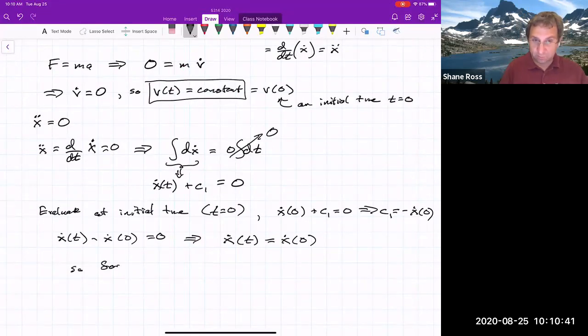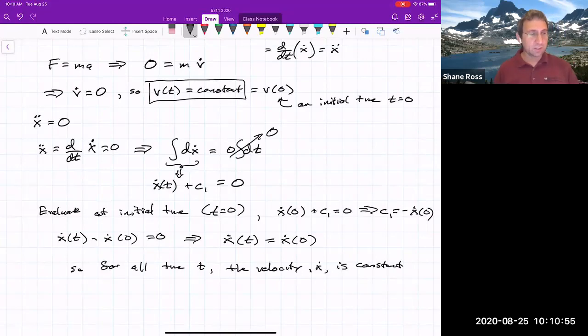So in the absence of any forces, for all time t, the velocity x dot is constant. The rate of change of x is constant. Okay, now that we have that, we could say, well, x dot at any time equals x dot as it is initially. This is a constant.